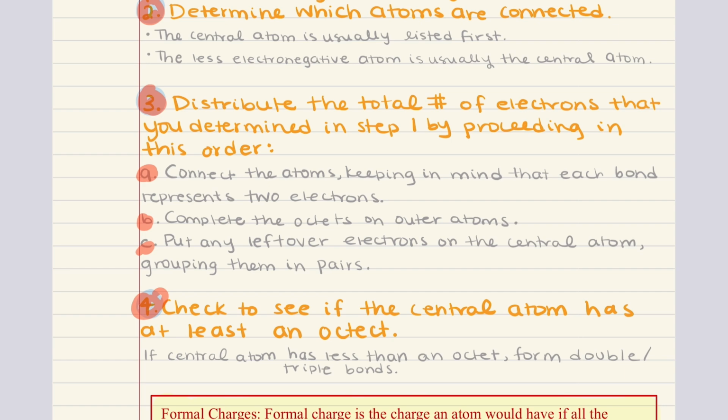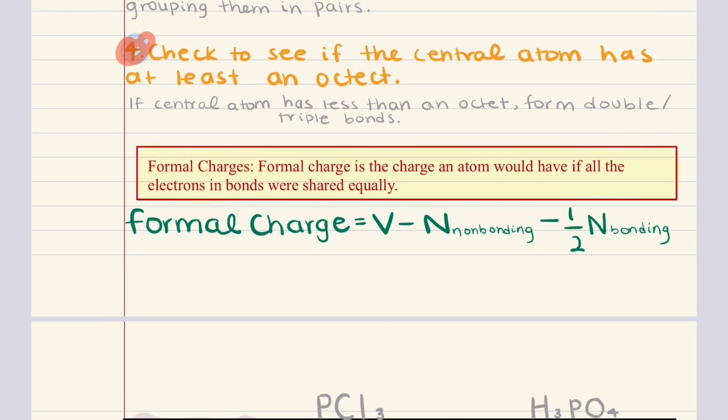Now, again, I want to remind you about formal charges. It's important to note that the number of valence electrons attributed to an atom in a Lewis structure may differ from that in a neutral atom due to the bonding interactions. And this difference results in a formal charge, which helps in understanding the electron distribution within the molecule.